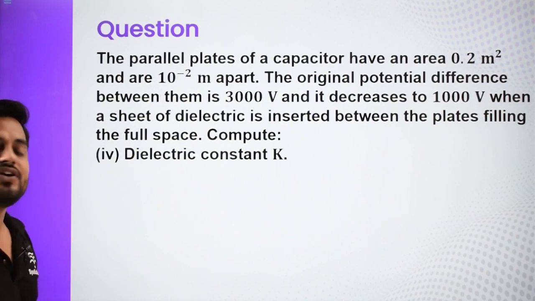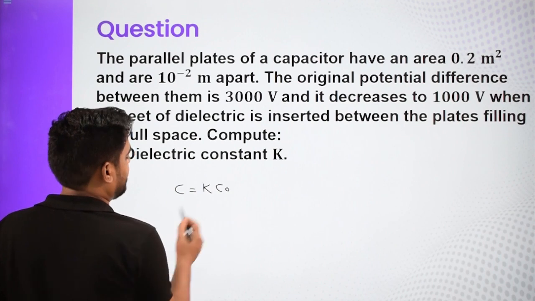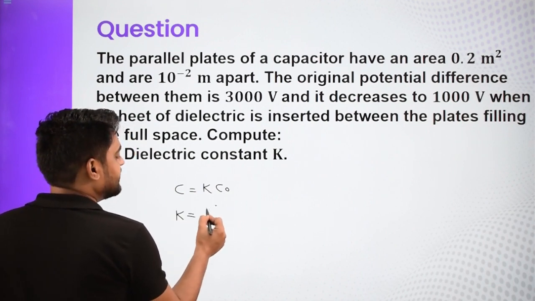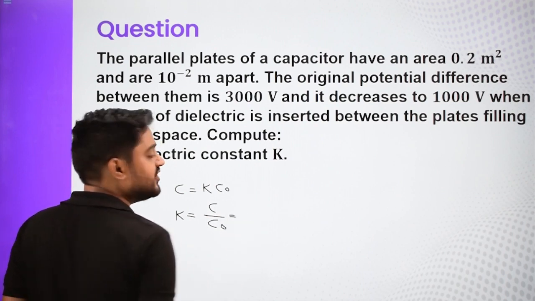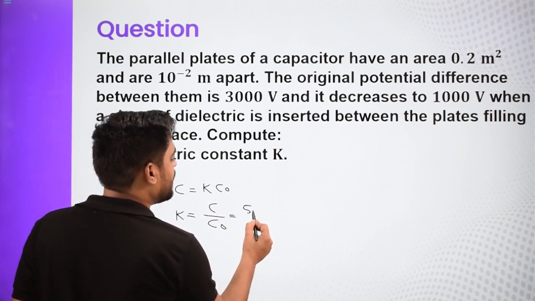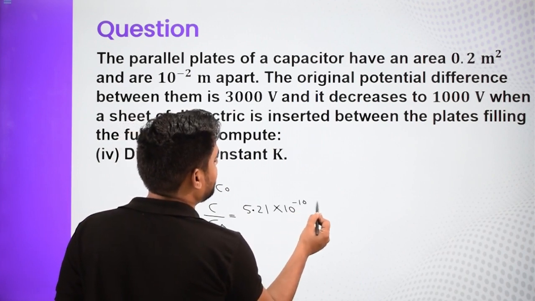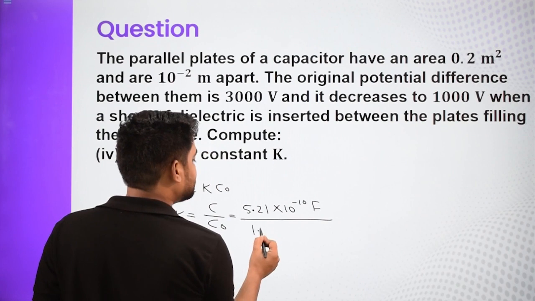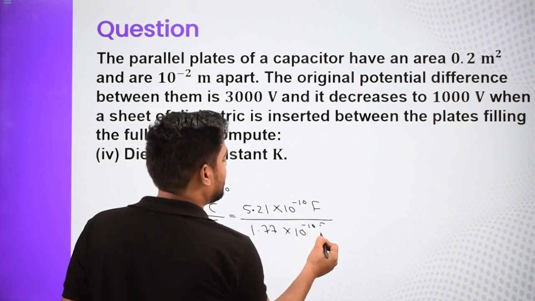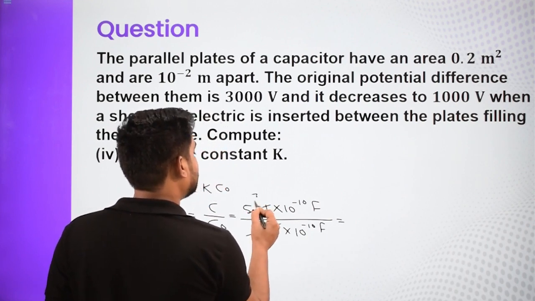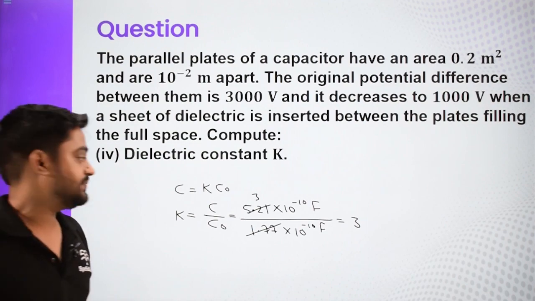Next is dielectric constant K. So now we can utilize C is equal to K times C naught. So K is nothing but C upon the original capacitance. So what is the new capacitance? The new capacitance is 5.21 into 10 raised to power minus 10 farad. The original one is 1.77 into 10 raised to power minus 10 farad. And if we see, this is a factor of 3. So the dielectric constant K is nothing but 3.